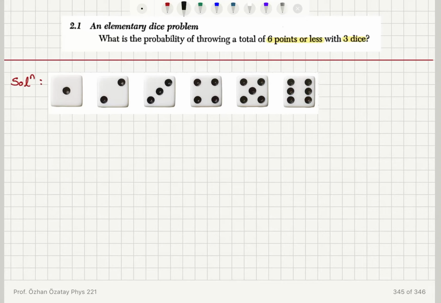An elementary dice problem. What is the probability of throwing a total of 6 points or less with 3 dice? So this is the question. Now you can see that each die can give 6 possible outcomes: 1, 2, 3, 4, 5, and 6. So I'm going to denote by n the sum of the 3 dice. So this is for 1 die.